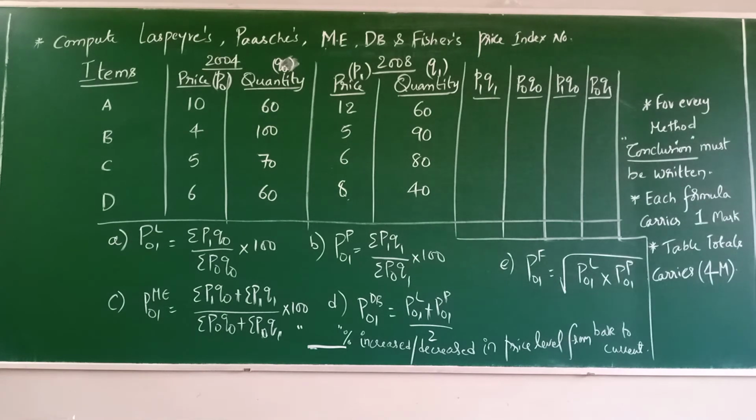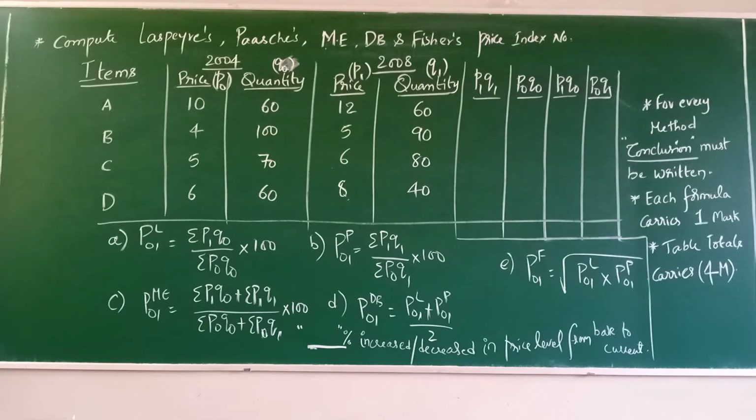Next, Fisher's method. What is the condition there in Fisher's method? The geometric mean of Laspeyres and Paasche. The geometric mean of Laspeyres and Paasche, we say it as Fisher's. So here under the square root, the product of Laspeyres and Paasche, you will be getting Fisher's. So here also the same thing, the Laspeyres answer multiplied by Paasche answer under the square root.